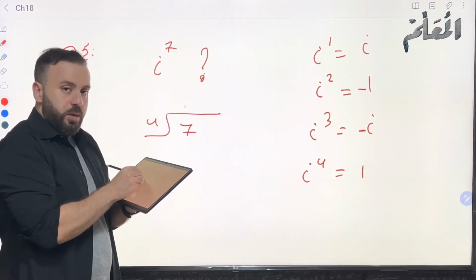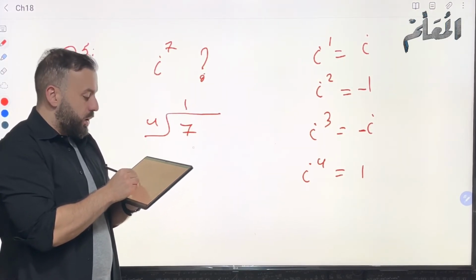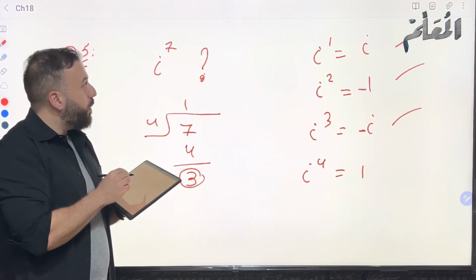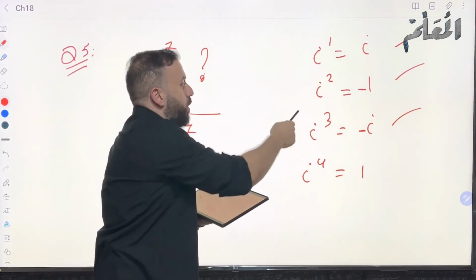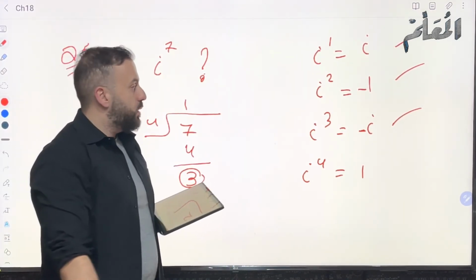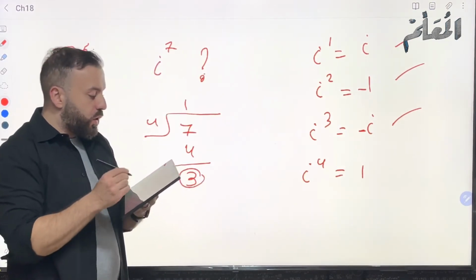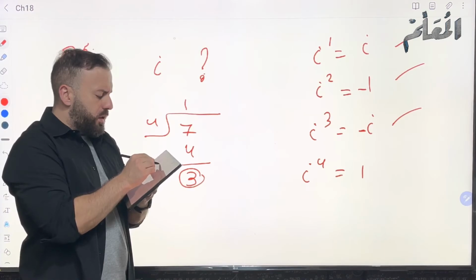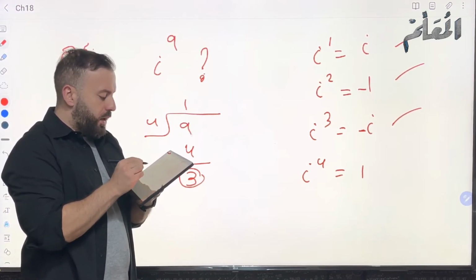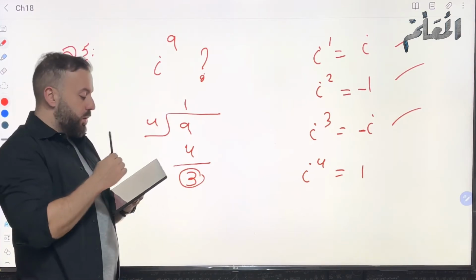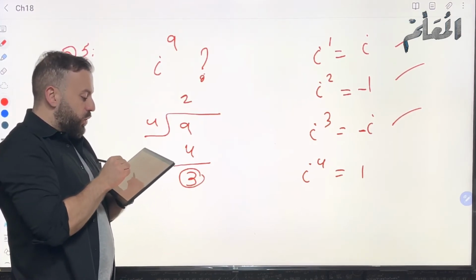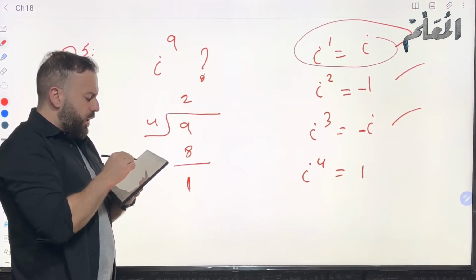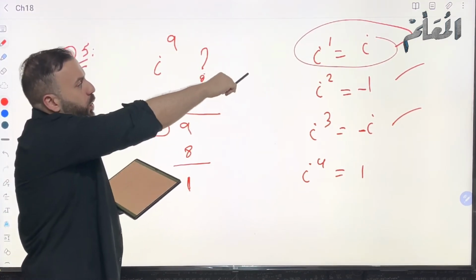If I want to get i to the power 7, I do 7 divided by 4, that's 1. 1 times 4 is 4, the remainder is 3. So i to the power 7 is equal to i to the power 3, which is negative i. Another trial: i to the power 9. 9 divided by 4 is 2, 2 multiplied by 4 is 8, remainder 1. So i to the power 9 is equivalent to i to the power 1, which is i.